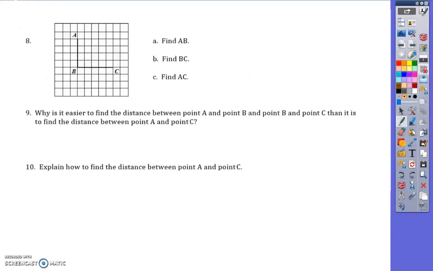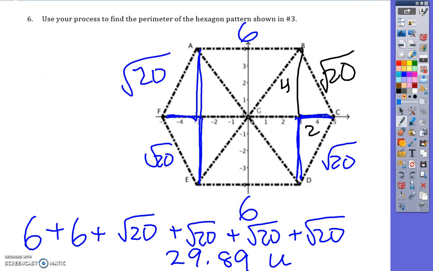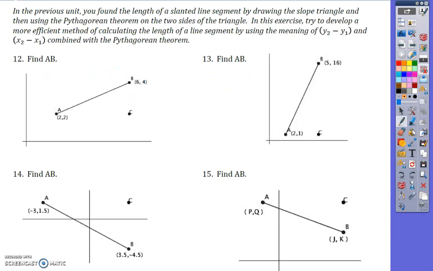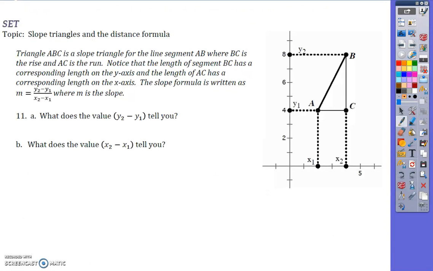Your homework today, sorry, well, I'm giving you a chance to actually process that. So I just found the length of each side, and I actually totally cheated because I used this number that I already found. Why start over? But that's okay. Our homework tonight will be the set. So you're going to be doing 11, 12 through 15. And so in here, they're asking you to think about the slope formula, which is y2 minus y1 divided by x2 minus x1.